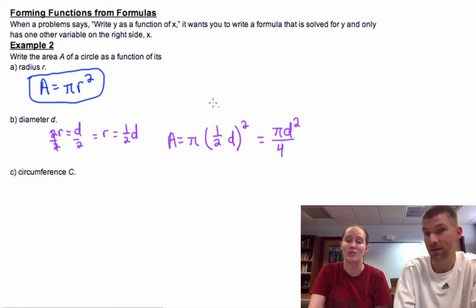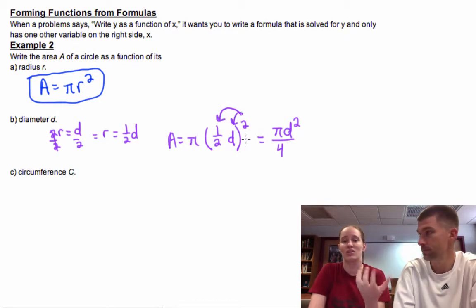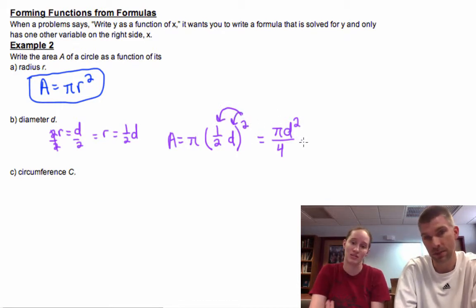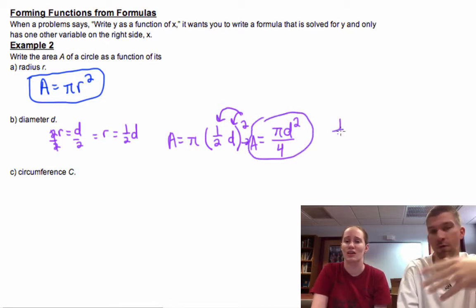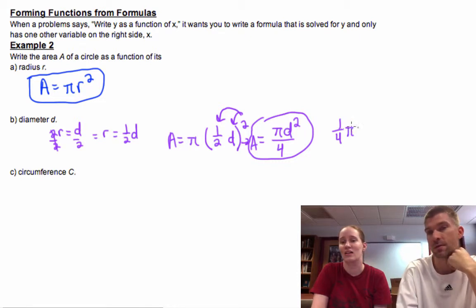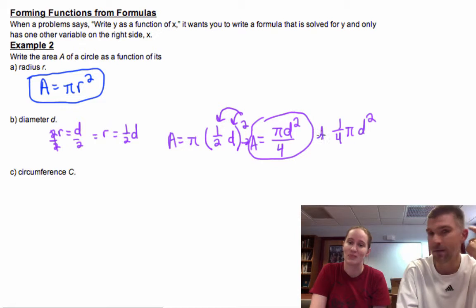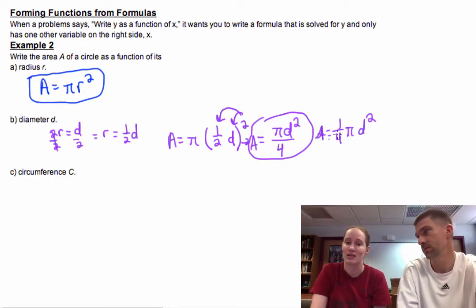The whole point is that the squared goes to both of these. So a half squared is a fourth, d squared is d squared, pi's still in front, and it still equals A. Or you could simply write A equals 1/4 pi d squared. Honestly, I think that probably looks the neatest, personally.